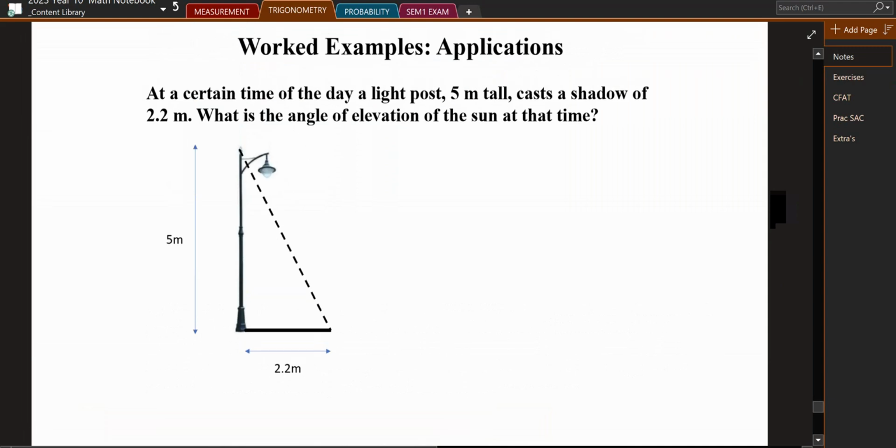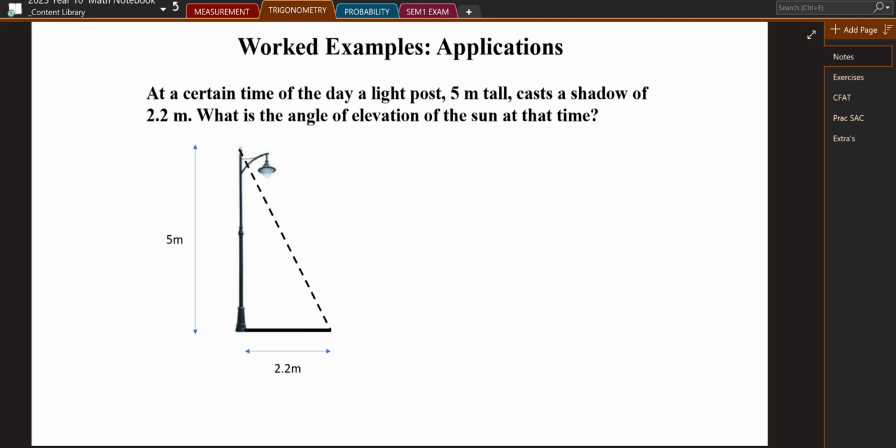So, at a certain time of the day, a light post that is 5 meters tall casts a shadow of 2.2 meters. So let's stop there for now. You've got a light post that's 5 meters tall, so that corresponds with that length, and it casts a shadow that is 2.2 meters. So the shadow of the light post is right there, which is 2.2 meters. What is the angle of elevation of the sun at that time?